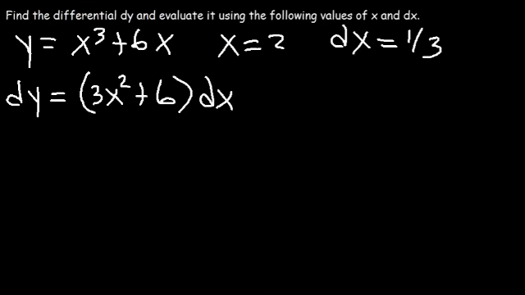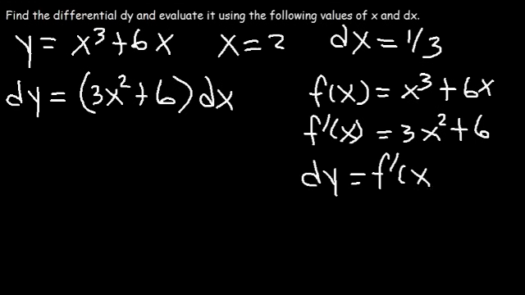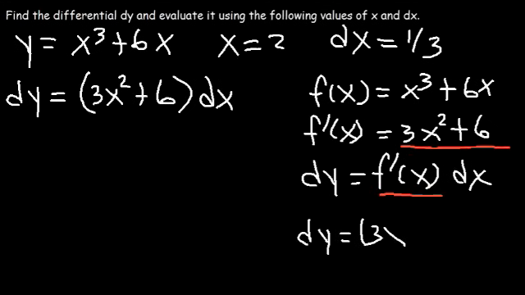Now, if you want to prove that, you know that f of x is equal to x cubed plus 6x, because f of x is y, and f prime of x is equal to 3x squared plus 6. Earlier in this video, we said that dy is equal to f prime of x times dx. So if you replace f prime of x with 3x squared plus 6, you're going to get the function that we have on the left. So you can do it that way too if you want.